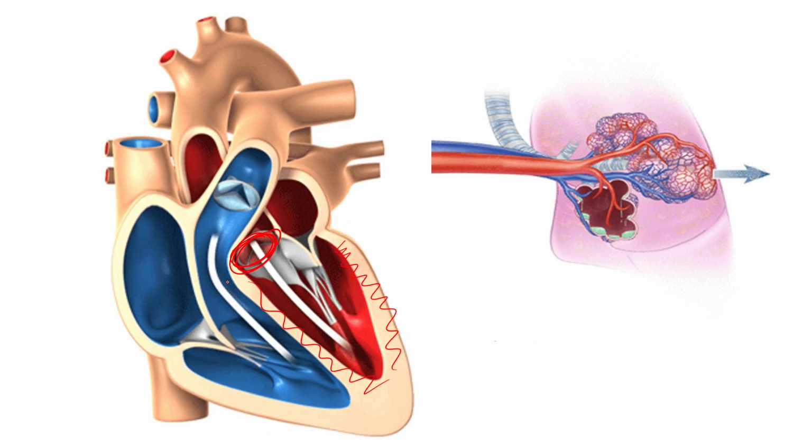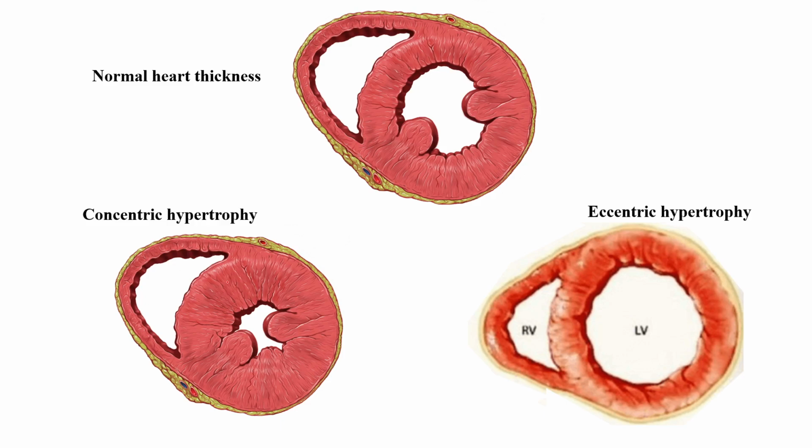I need you to be aware of two entities of hypertrophy that happen in the left ventricle. The normal wall thickness of the left ventricle is less than 1.2 centimeter. There are two types of hypertrophy, called concentric hypertrophy and eccentric hypertrophy. What is concentric and what is eccentric? In concentric hypertrophy, the muscle fibers hypertrophy in the direction toward the left ventricle cavity, so the wall becomes thicker, with a thickness of more than 1.2 centimeter.